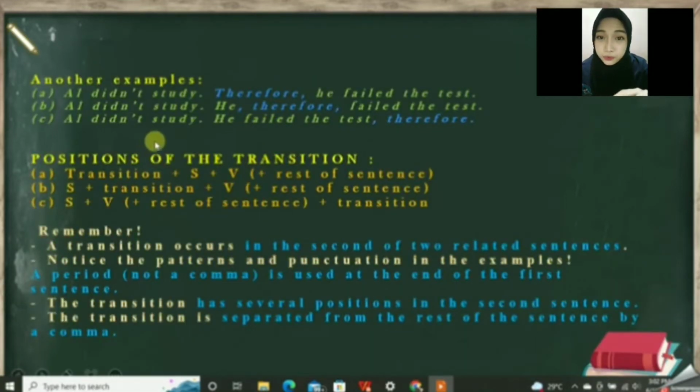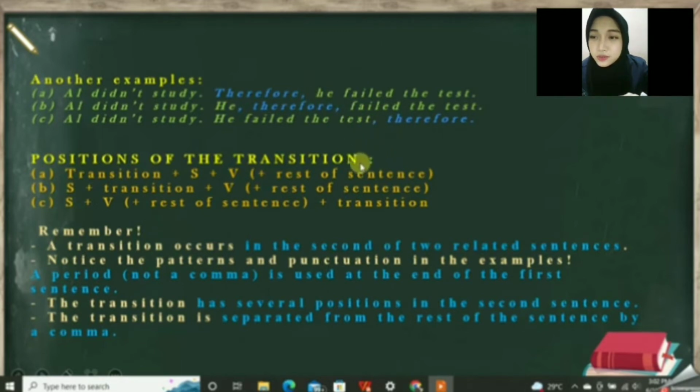Next, we will be more focused on the use of therefore. So now let's take a look at these examples first. Al didn't study, therefore he failed the test. Al didn't study, he therefore failed the test. Al didn't study, he failed the test, therefore. Do you see the difference between those examples? What is it? Yes, the difference is in the position of the transition, therefore.